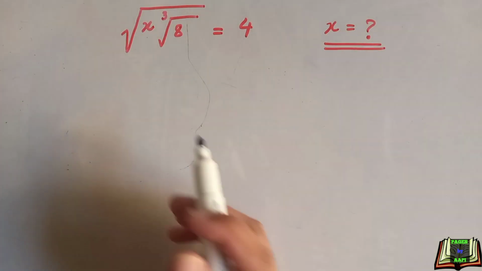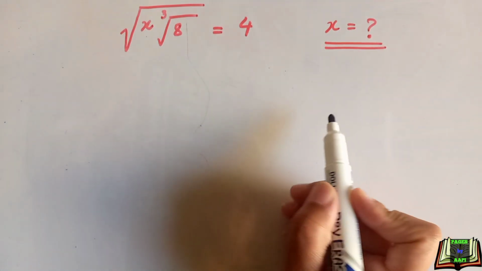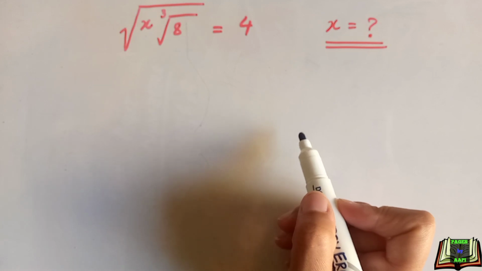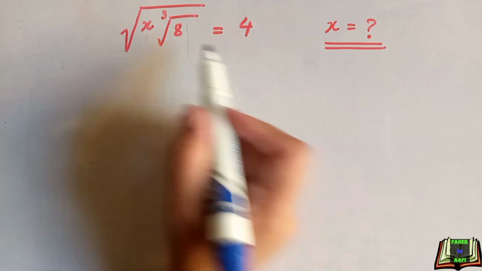Today we are going to solve another interesting question. If the square root of x times the cube root of 8 is equal to 4, then we have to find the value of x. We have to simplify it to find the value of x here. We are going to simplify this first.